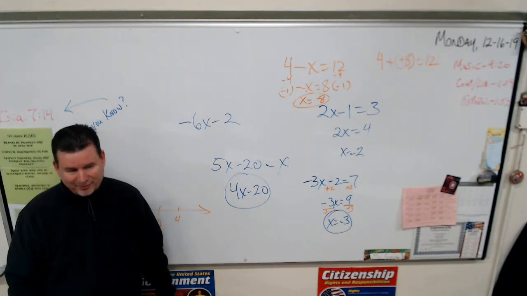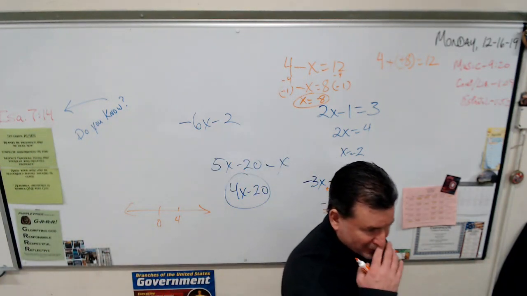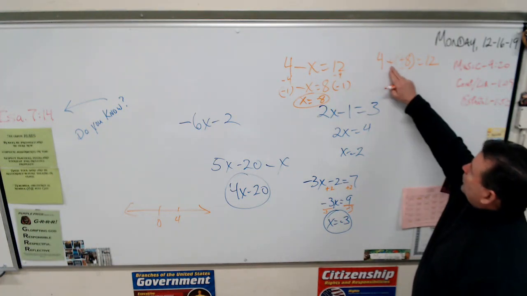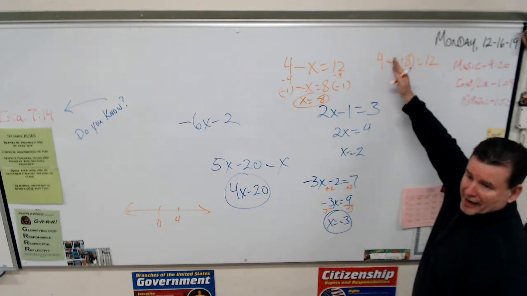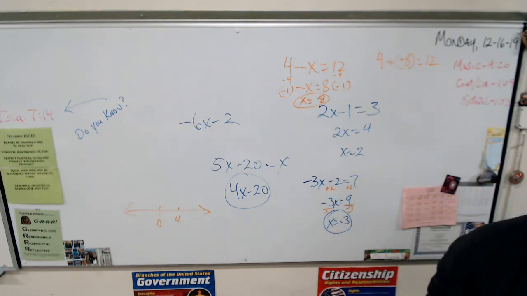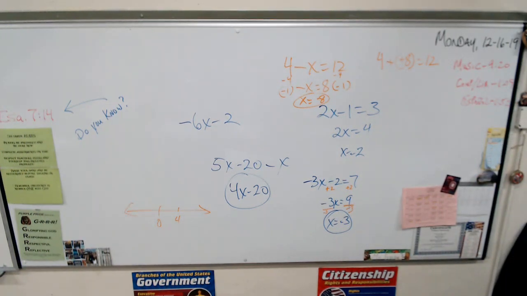4 minus negative. There's 2 negatives. Makes it positive. Because in algebra, again, you don't subtract, you add the opposite. 2 negatives make a positive.